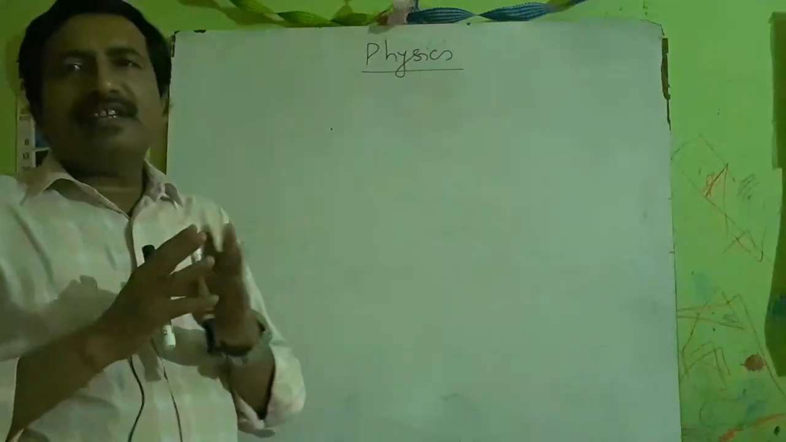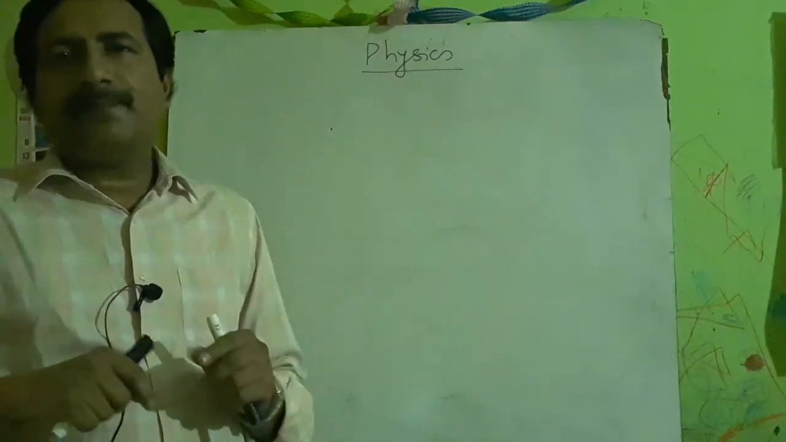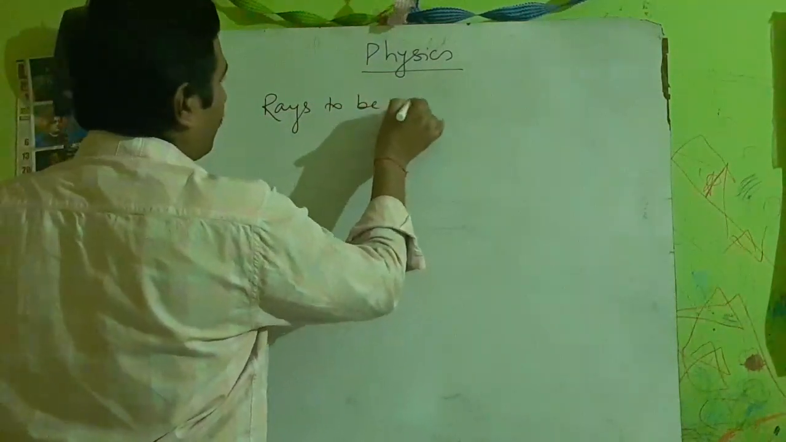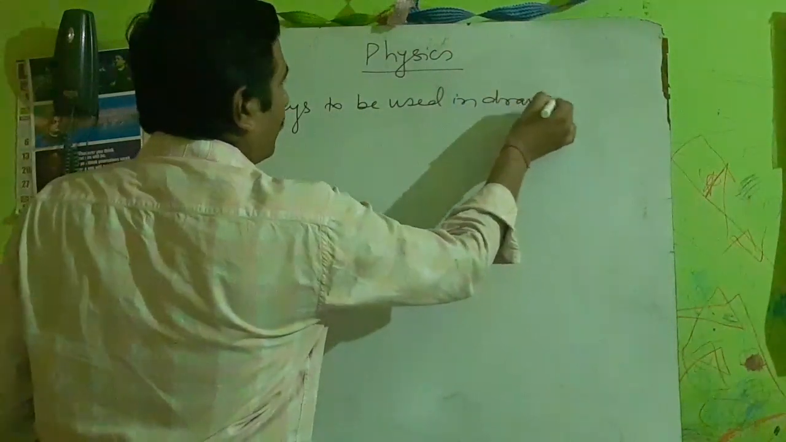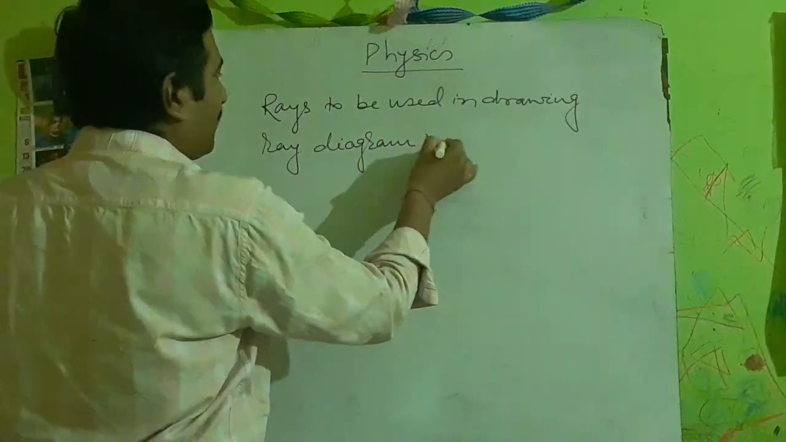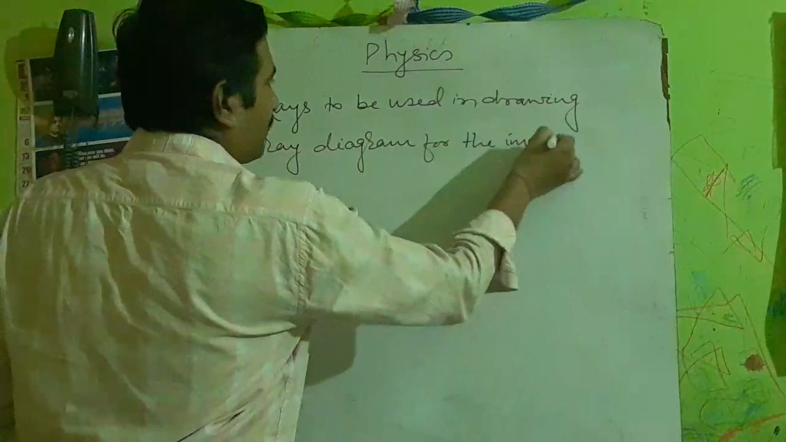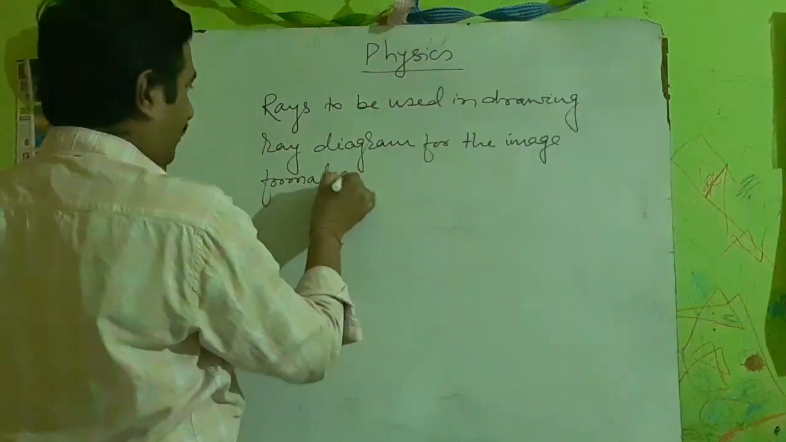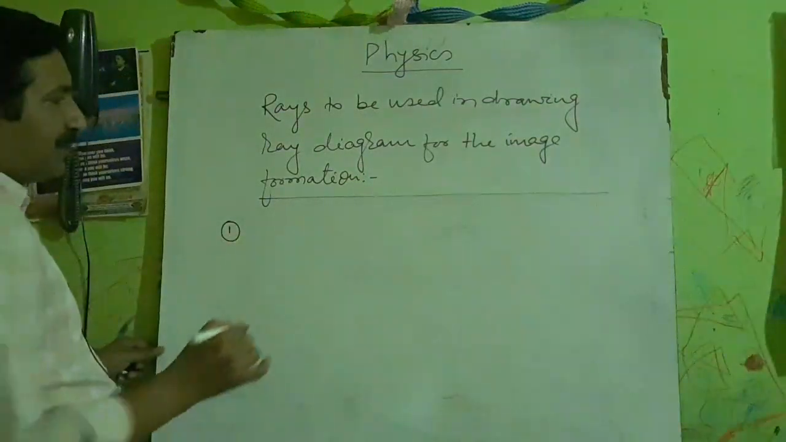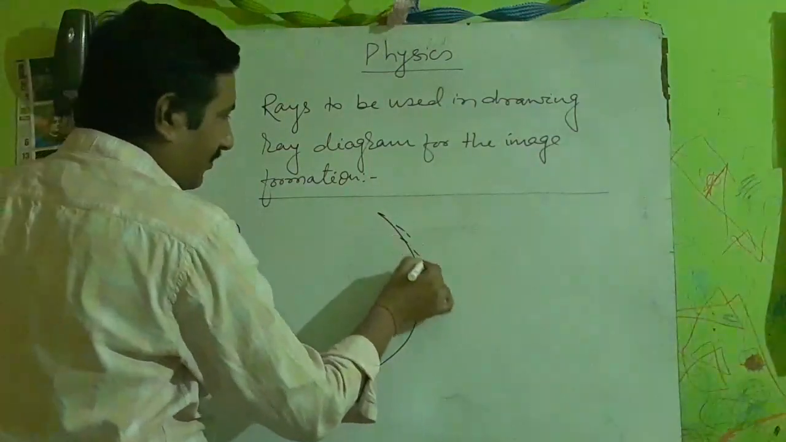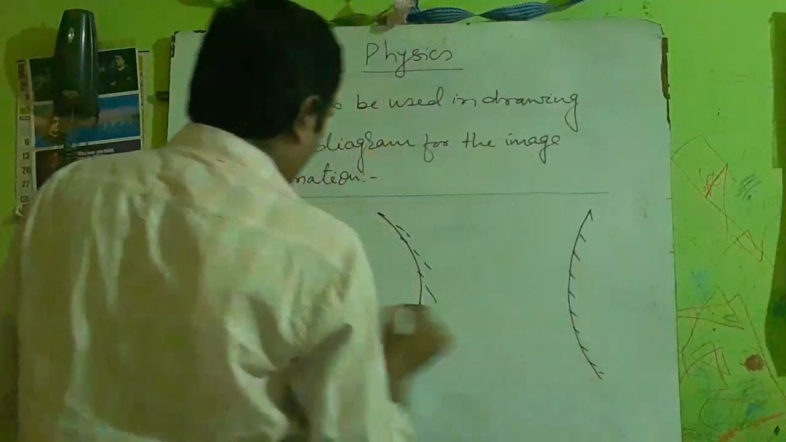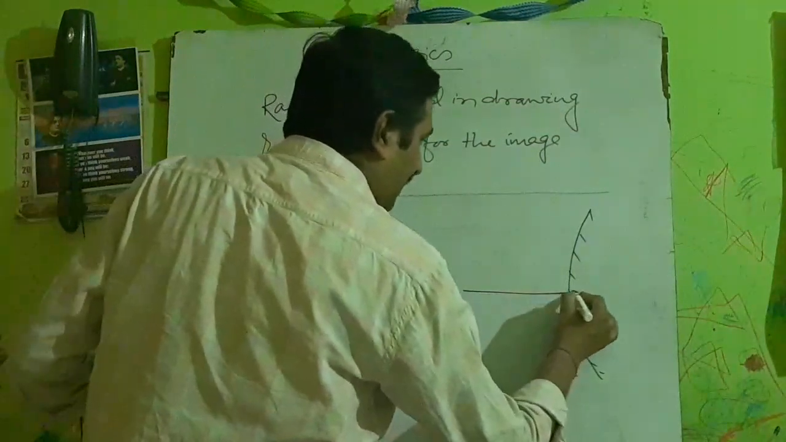So let us start with what are the rays which can be considered to form the image. Rays to be used in drawing the ray diagram for the image formation. First, you see, if you have a concave mirror and you have a convex mirror, this is the principal axis, this is the principal axis.